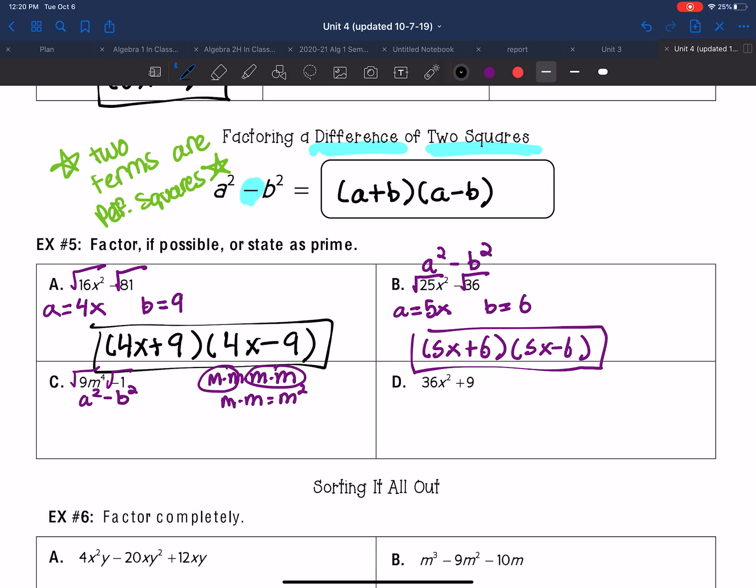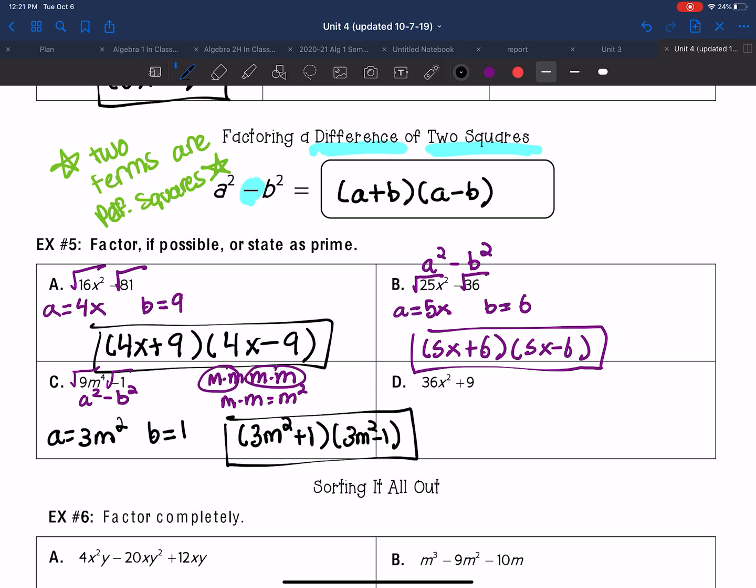So if I take the square root of 9m to the fourth, that's going to be 3m squared. The square root of m to the fourth we said is m squared. So I know that a equals 3m squared, and the square root of 1 is going to be b equals 1. So now I can plug those into the formula. I have 3m squared plus 1 times 3m squared minus 1. And that is how you would factor. Once again, you can refoil it to double check your work, but that's the difference of squares, so we're going to plug it into the formula.